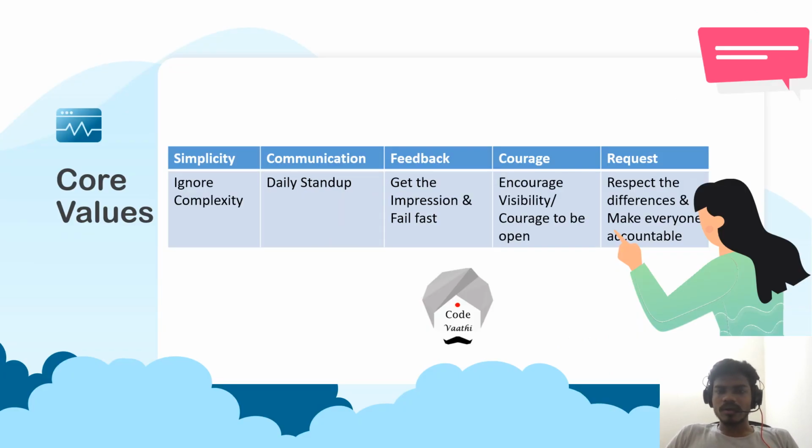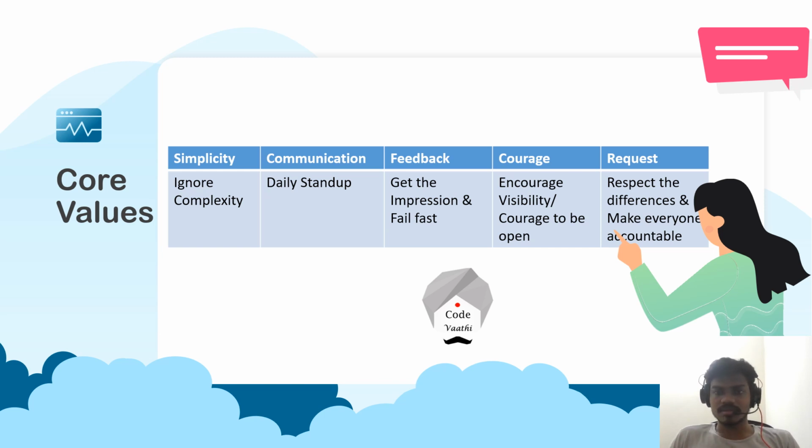What are the core values XP actually rests on? They are simplicity, communication, feedback, courage, and respect. Simplicity basically insists that people ignore complexity, write code in a simple way, and follow a simple process, so that it is easily understandable and adaptable by the team at any point in time.